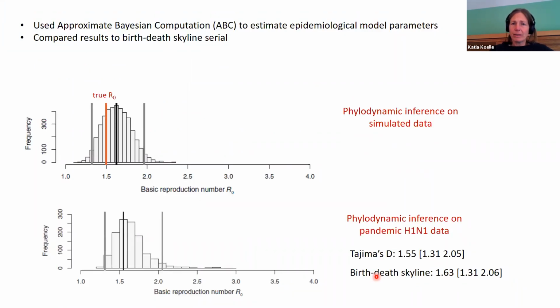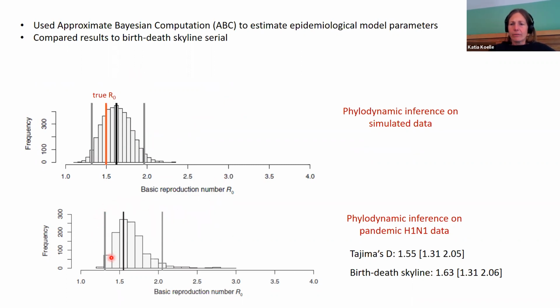What they did was use ABC, which we all know about from Samuel's talk, to estimate epidemiological model parameters. Then they compared their results to the birth-death skyline serial model. What they found on simulated data, where the true R naught was around 1.5, is this posterior and 95% credible intervals, and they were able to recover the true R naught effectively. So that's on simulated data.